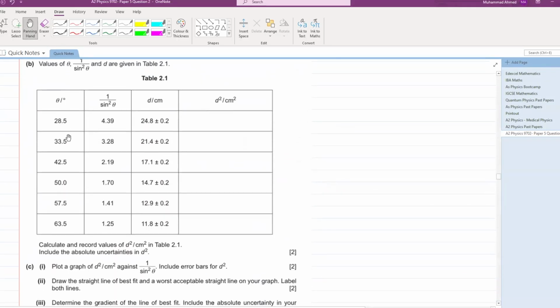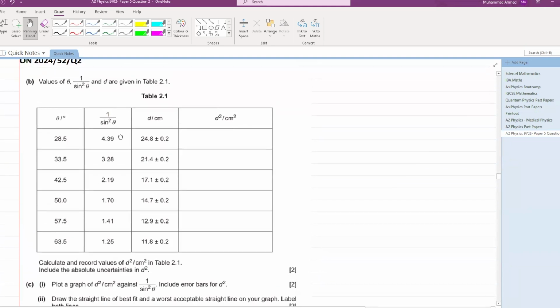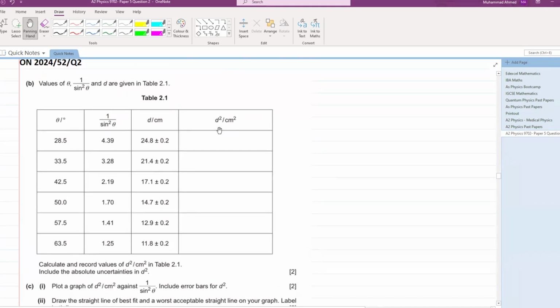You are given some values of theta, 1 over sine squared theta, d and d square. You have to calculate and record the values of d square. Perfect. This is October, November, paper 5, variant 2, question 2. Right off the bat, all the values of d are to three significant figures, and this is multiplying d by d. So d square can be written as d multiplied by d. This is the case of multiplication and division, so your number of significant figures will remain 3 or 4 SF.